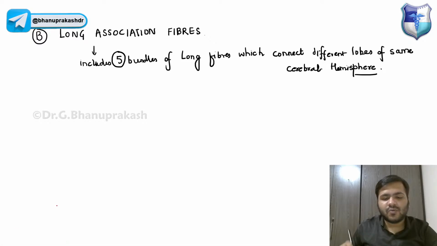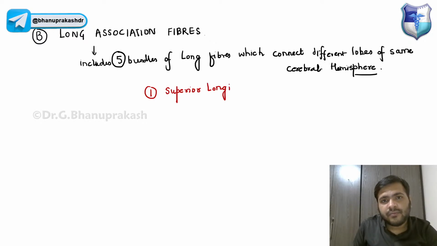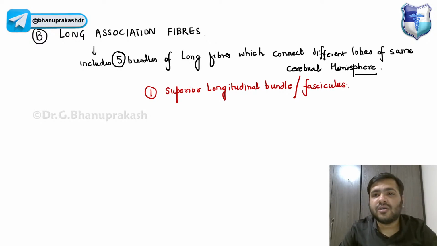Let us first write about this, and then one by one we will discuss each of them. The superior longitudinal bundle, or it is also called the superior longitudinal fasciculus. It's just the white matter, guys. Bundle, fasciculus, all are names given to this white matter.